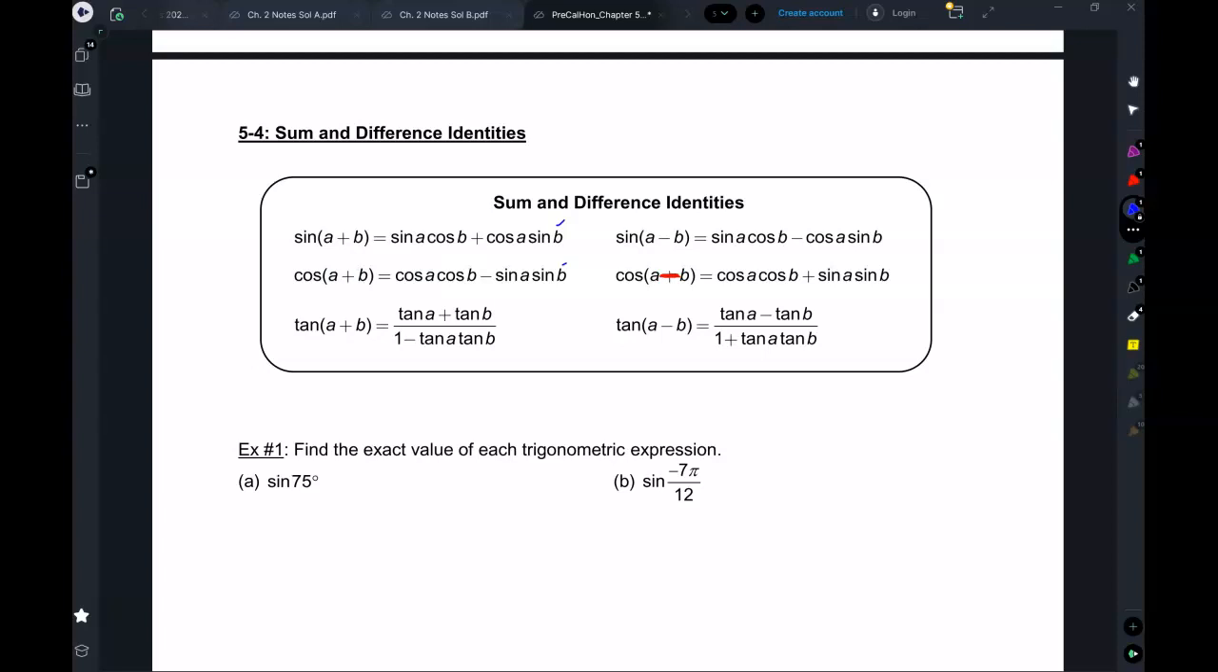And so take a look. Sine of A plus B, sine of A minus B, right? These are the same. The only thing that's different is the plus or minus in between is switched. Okay? Cosine of A plus B, again, these are the same. The only thing that's different is the sign in between them is switched.